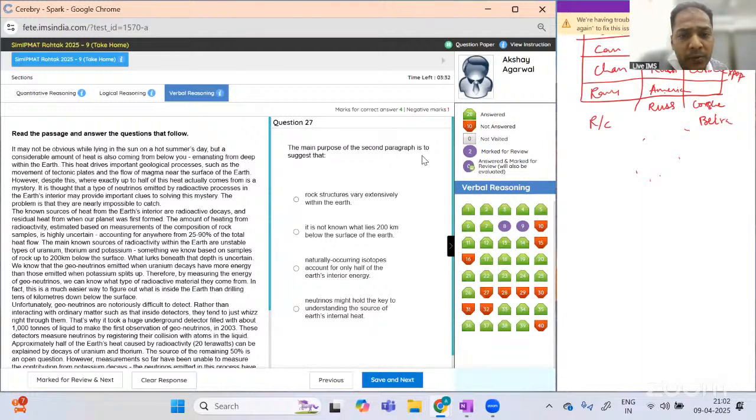The main purpose of the second paragraph is to suggest that. The second paragraph, the known sources of this is this.